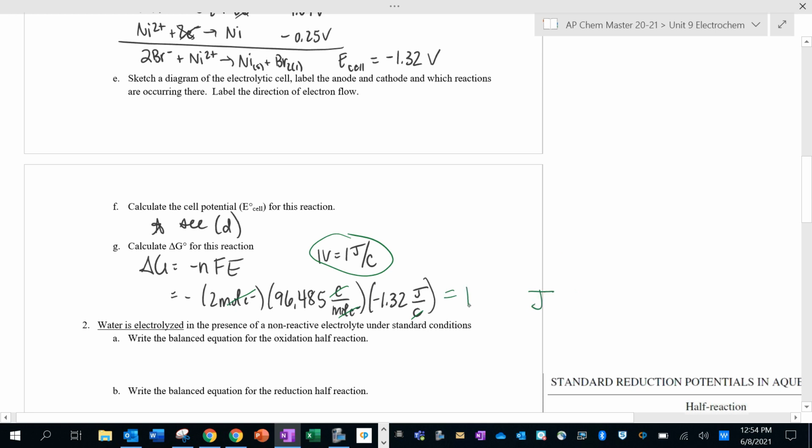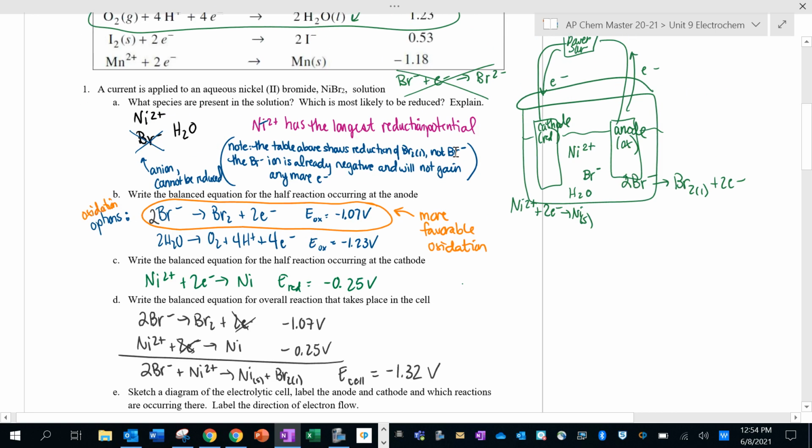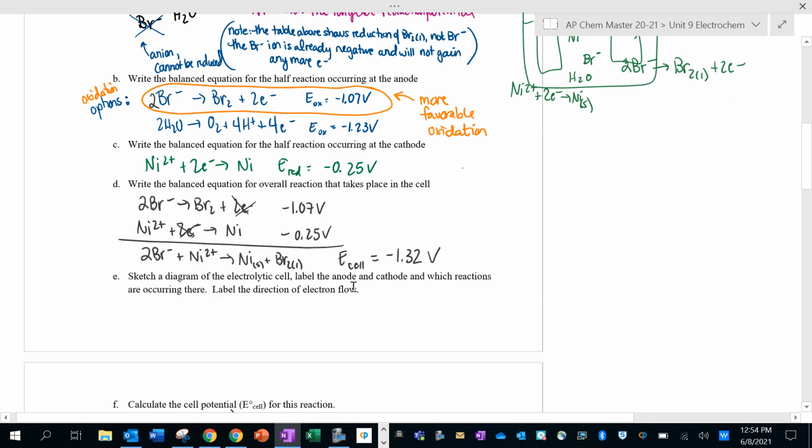And we should notice that your answer is going to be positive, because we had a negative voltage, and negative times a negative is positive. That's because this is an unfavorable reaction. This is a reaction that will not go unless we hook it up to a power source and force this reaction to go.